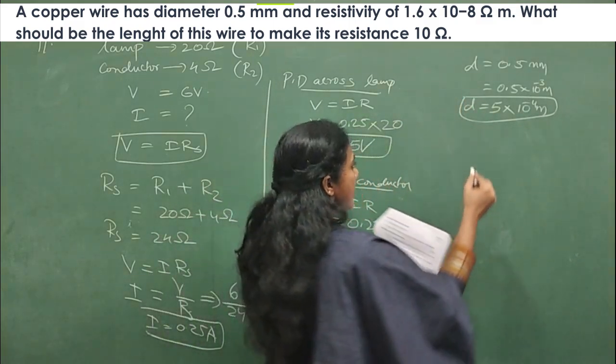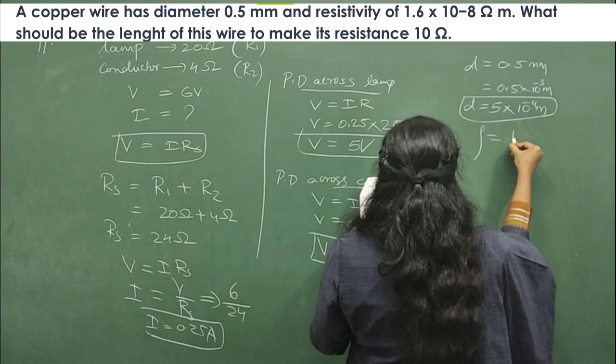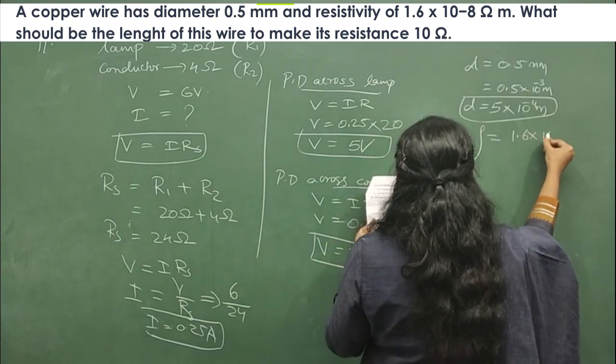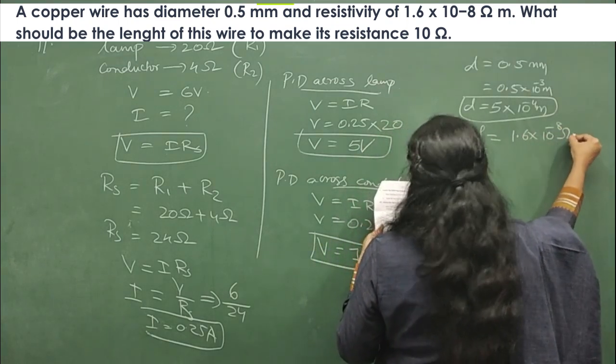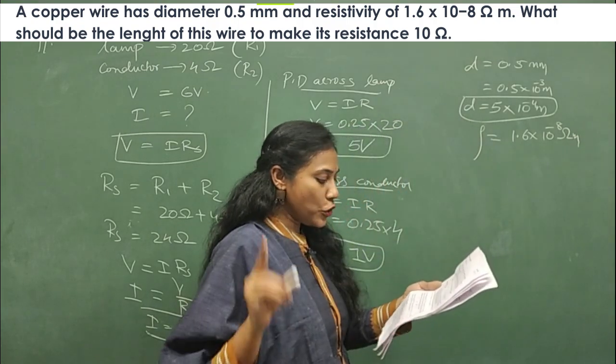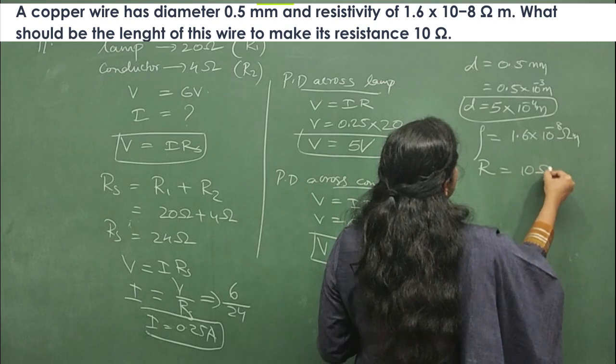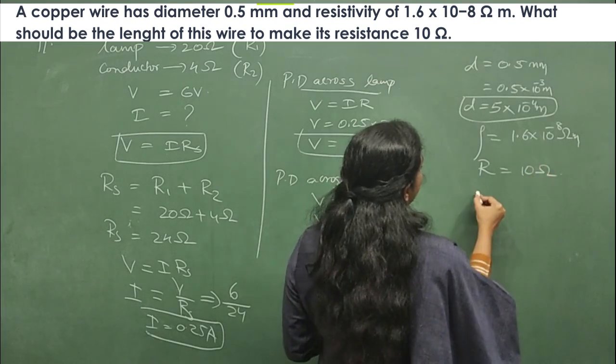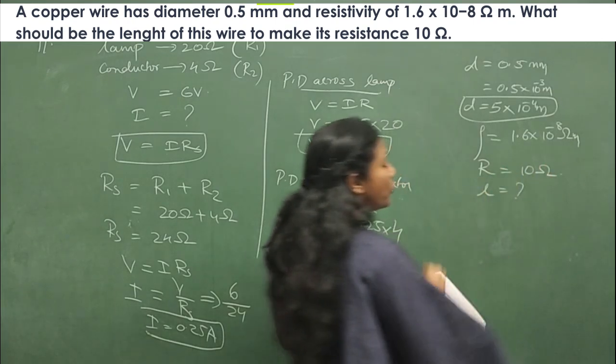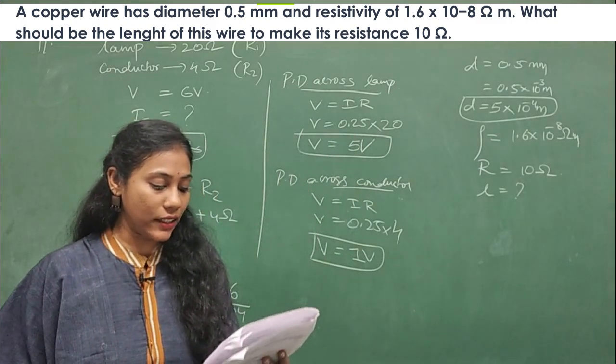Later they gave you the resistivity value. So how much is the resistivity? 1.6 into 10 to the power of minus 8 ohm meter. And they also gave you the resistance. So R value they gave you, that is 10 ohms. And what are they asking you to find out? They are asking you to find out the length of a conductor.